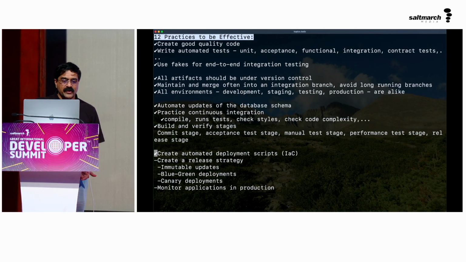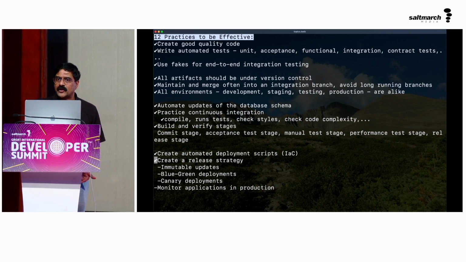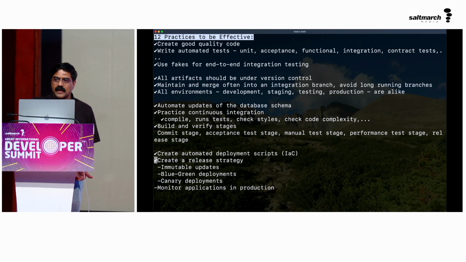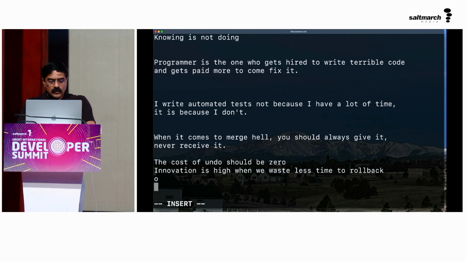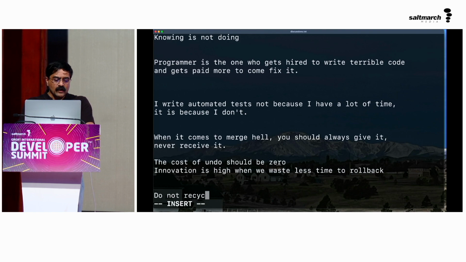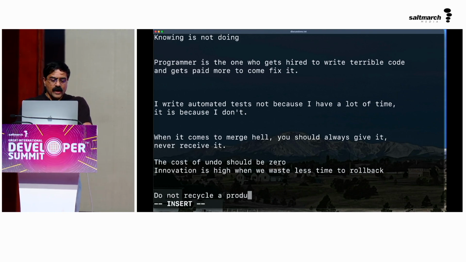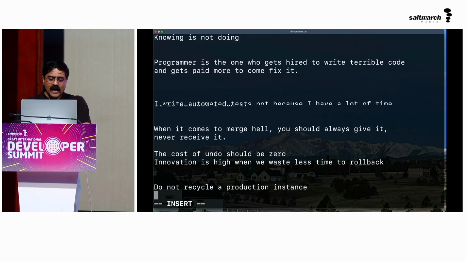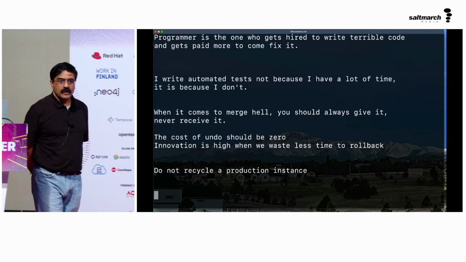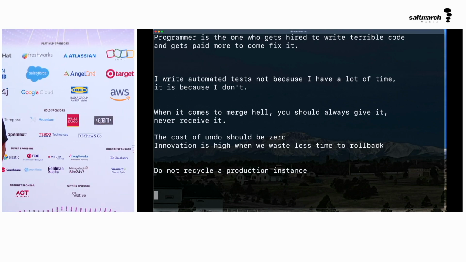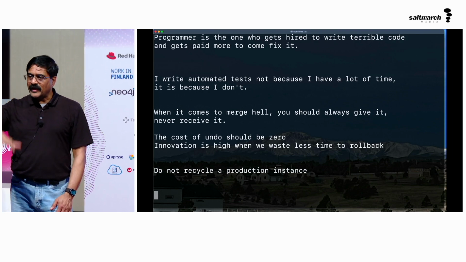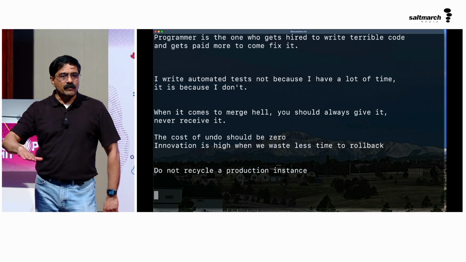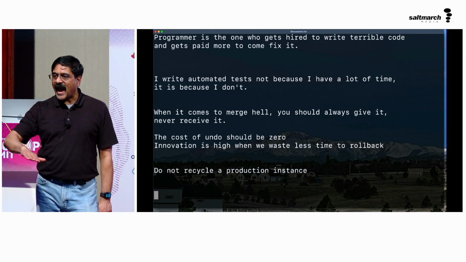That is absolutely essential. Create a release strategy. This is something I follow very thoroughly. Rule number 1 that you need to follow, the one I follow: do not recycle a production instance. This is a terrible idea. What happens if you recycle a production instance? Your instance is up and running, you apply a patch to it, and you say recycle, it goes down, it doesn't come up. That moment is called panic.